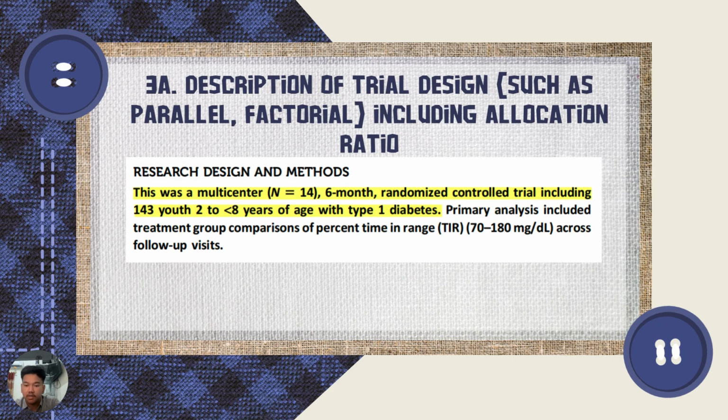And then for 3A, the description of trial design. It was mentioned that it was a 6-month randomized controlled trial using block design stratified by clinical center and HbA1c level. This confirmed that the trial had a parallel group design with proper allocation ratio.